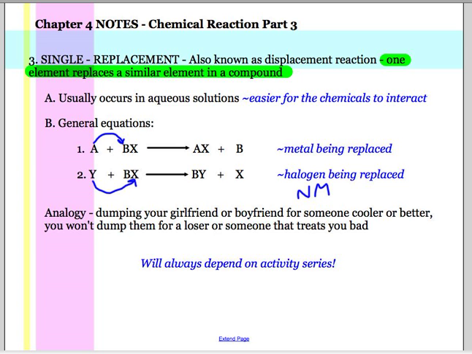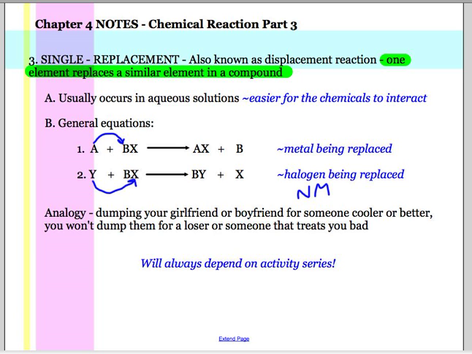And again, with these two different types of single replacement, you need to be aware of which type is happening so that you can properly predict the products. And the analogy is basically that if you have a boyfriend or girlfriend that you really like, you're not going to dump them for someone that's mean to you or not as good or not as nice to you. So the analogy is you dump your boyfriend or girlfriend for someone cooler or better, and you won't dump them for someone that's not nice.